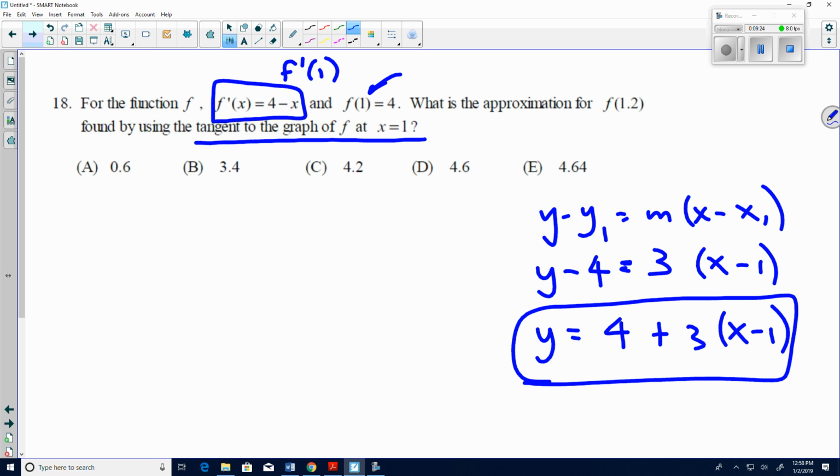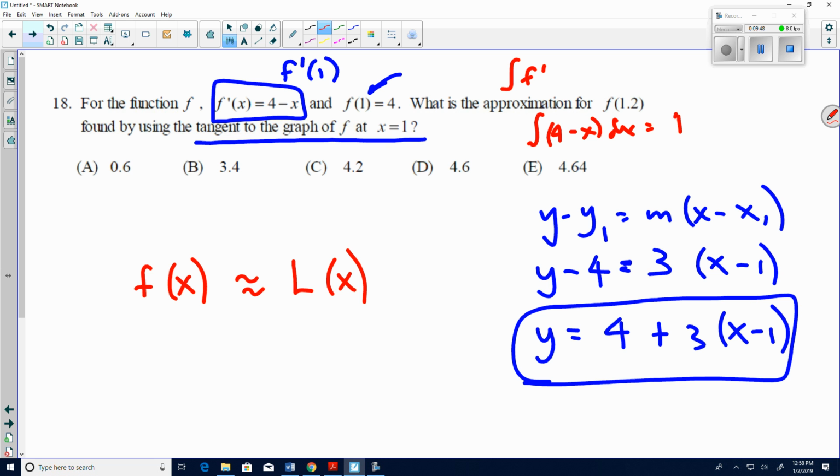Now, the key on linear approximations is that the function, the curvy function, whatever it looks like, is about the same as the line. So we don't know what f is. It's not given. I suppose we could, if we wanted to, integrate f prime, integrating 4 minus x, and get 4x minus x squared over 2 plus some constant. We could play with that and actually come up with the function, but we don't need that. What we're trying to do is to use this tangent line as an approximation for 1.2.